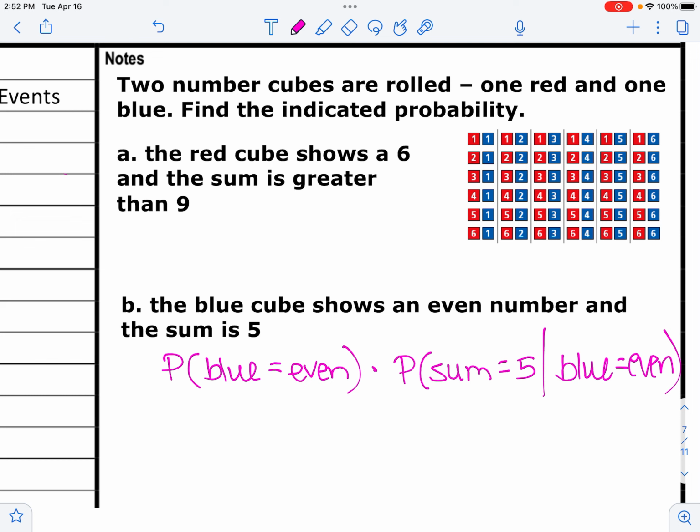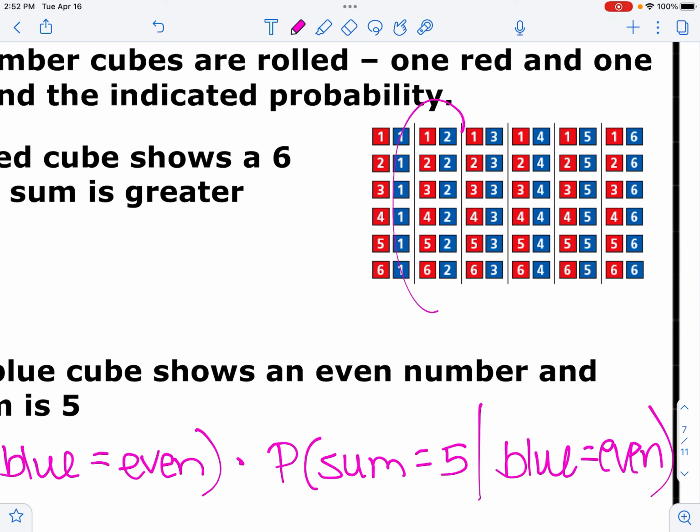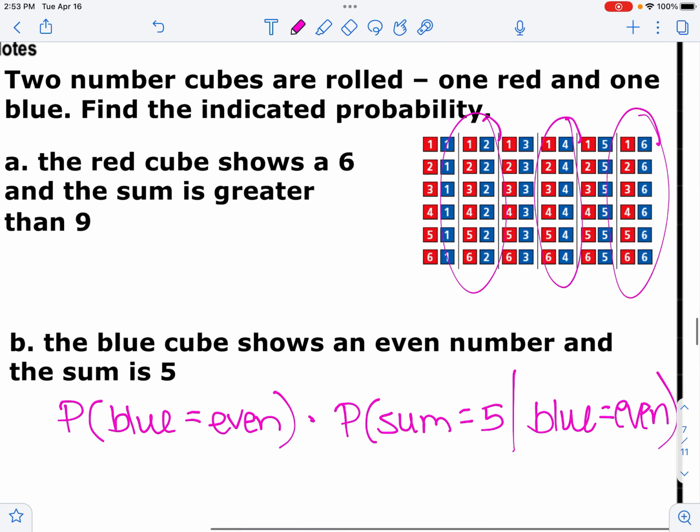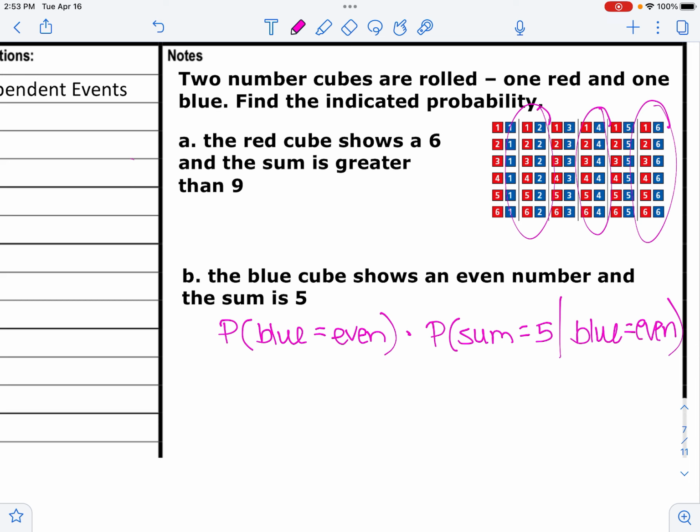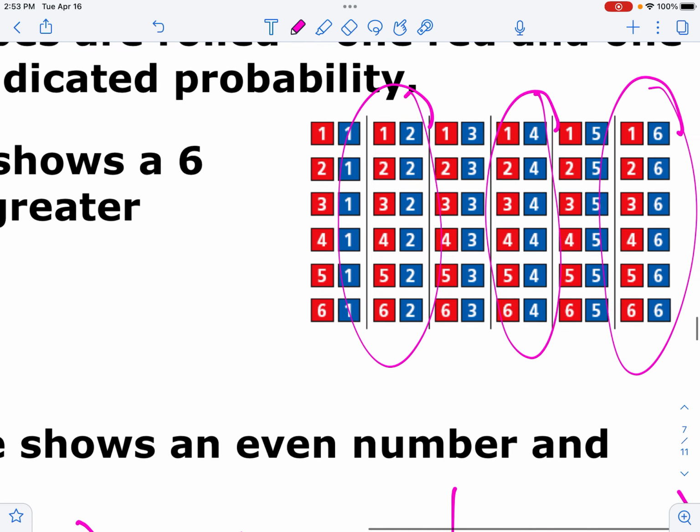So let's see if we can figure out blue is even. Well, 2, 4, and 6 would be our even numbers for blue. So that is, let's see, 6, 6, and 6 is 18 out of 36. Or 18 out of 36 is a half. So that's 18 over 36, which reduces to a half. So I'm just going to use a half. Simplify it right away.